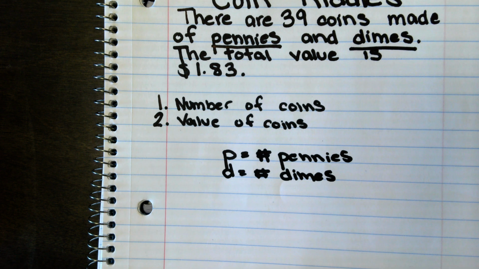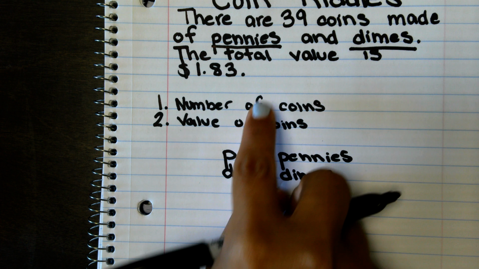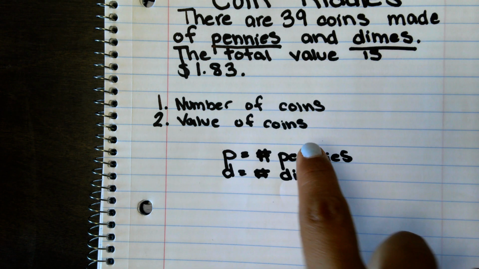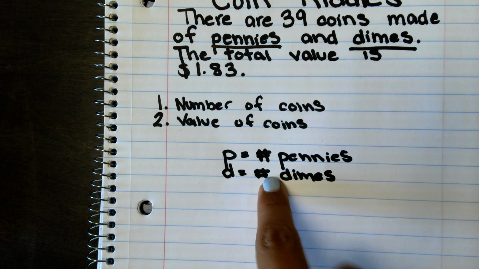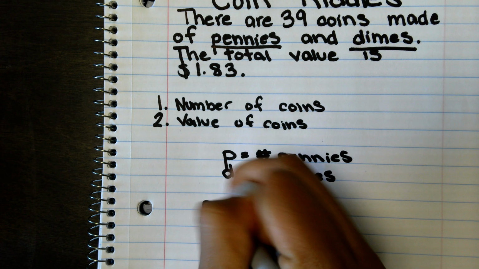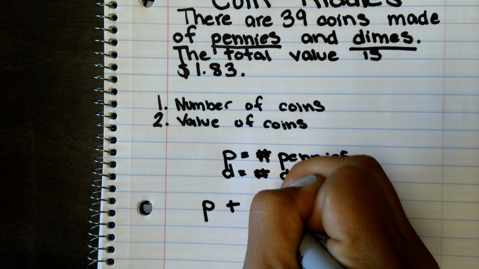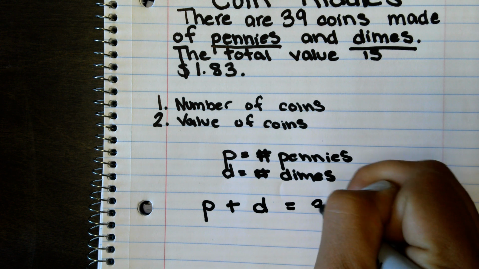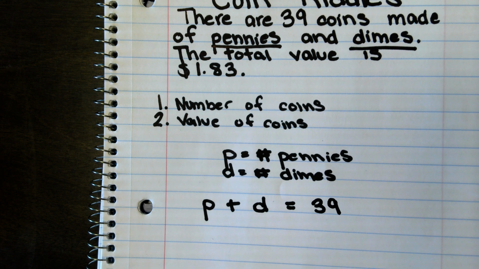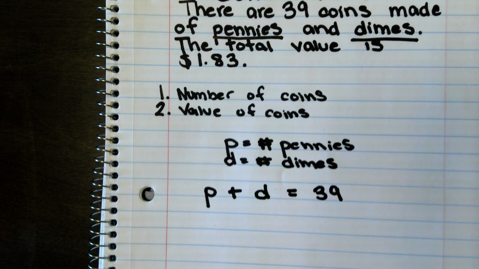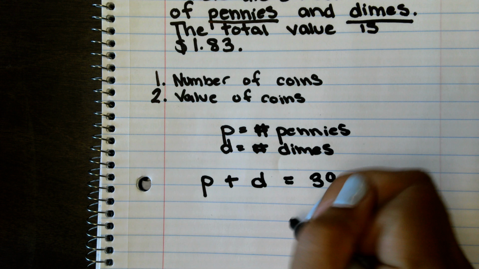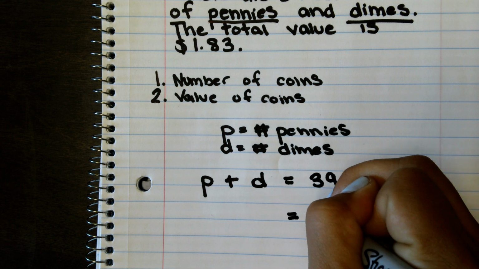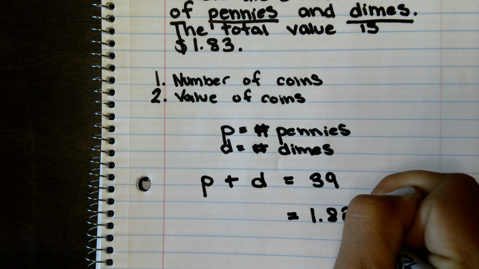And here we go. So the first equation is going to be about the number of coins. Well, there's a total of 39 coins. That means when we add the number of pennies and the number of dimes, we get 39. So P plus D equals 39. There's our number of coins equation. Now, the value of coins. So we know that the total value is going to be 183.